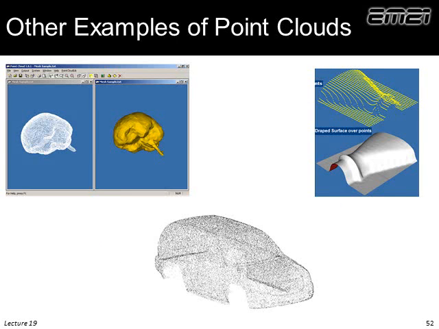So here are just some examples. Upper left, that looks like a brain. Some other type of object on the right, and a car that's been scanned, the body of a car, into a point cloud, and that could be imported into a CAD package.